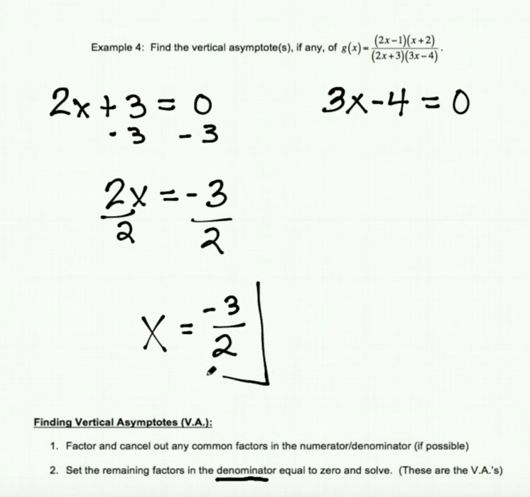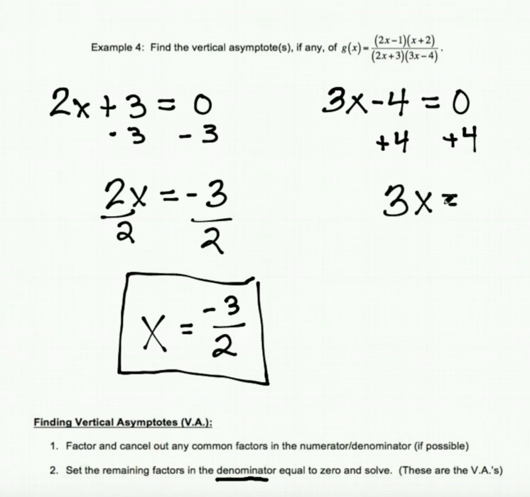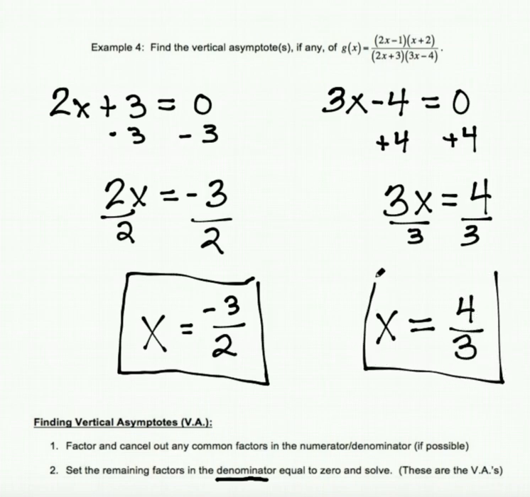That is one vertical asymptote of this graph. Now the second one, I'm going to add 4 to both sides. That's going to leave me with 3x is equal to positive 4. I'm going to divide both sides by 3, and that's going to give me another vertical asymptote of x is equal to 4/3. So this graph actually has 2 vertical asymptotes.